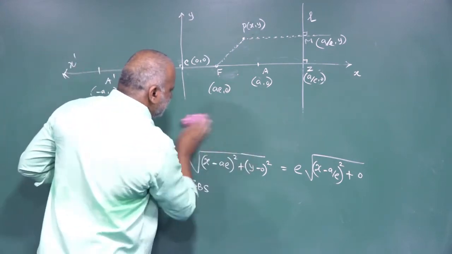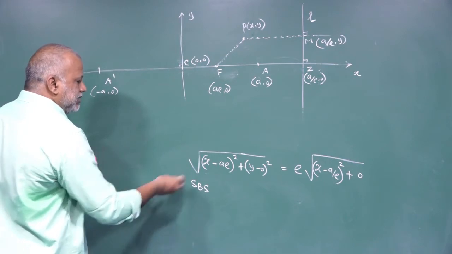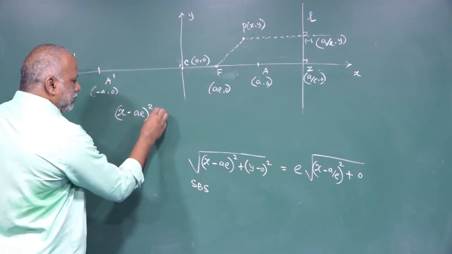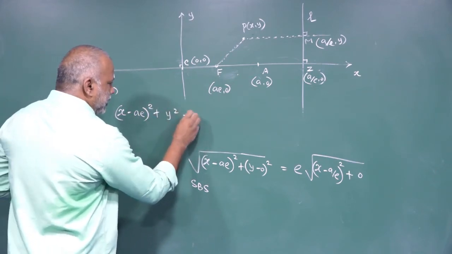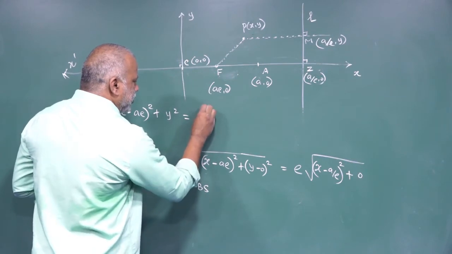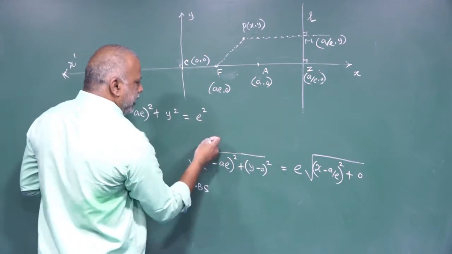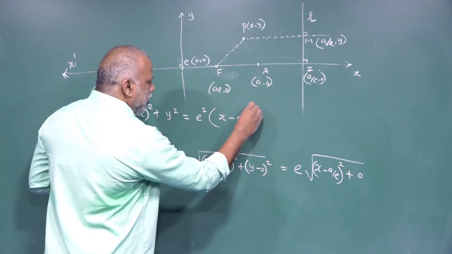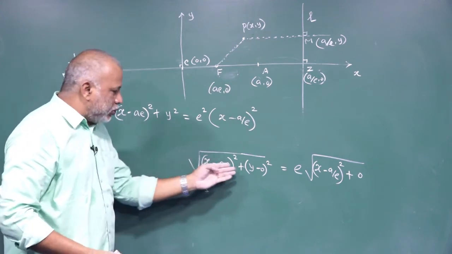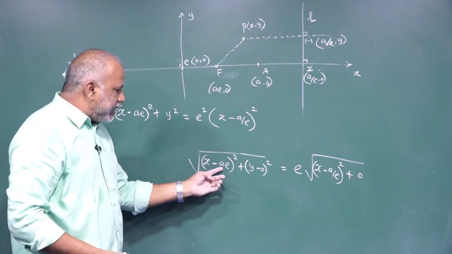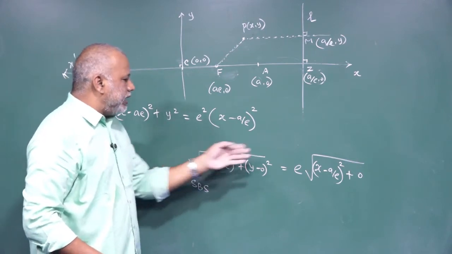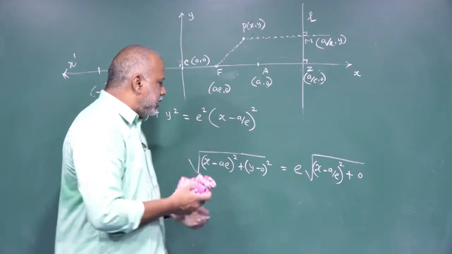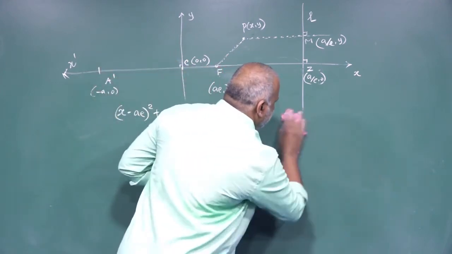Listen carefully here. Squaring both sides, I can get x minus ae the whole squared, then plus y squared is equal to, in your RHS side, e squared. Squaring means e becomes e squared. Then the root will be removed. Therefore, I can get x minus a by e the whole squared. So I want to remove this root. Just we need the expansion.